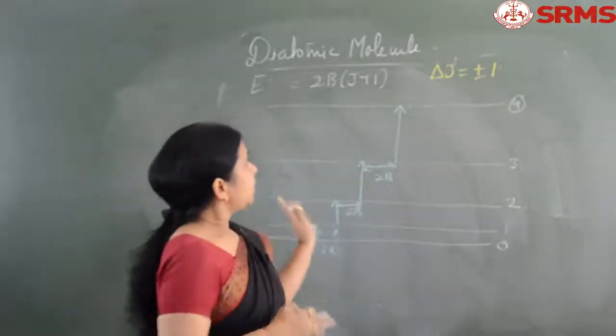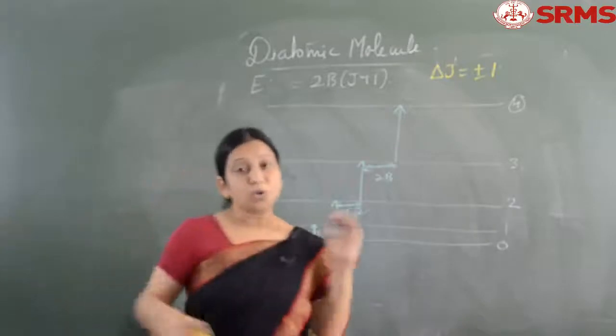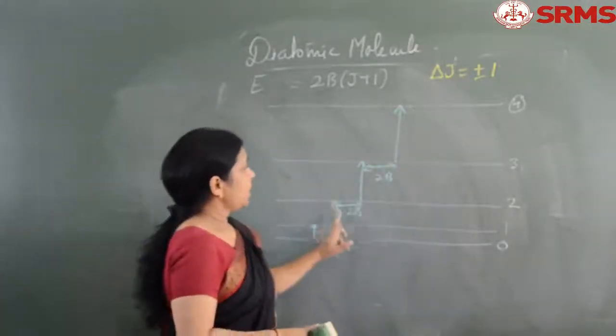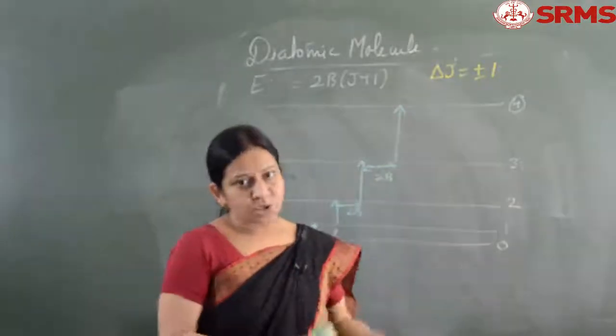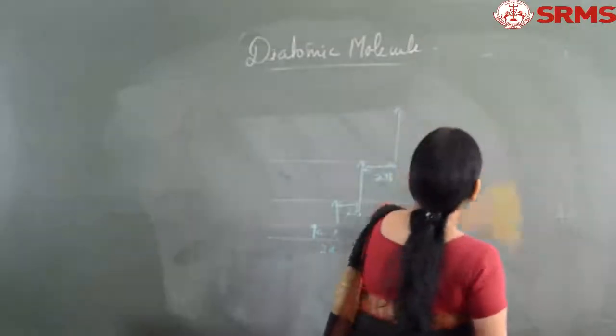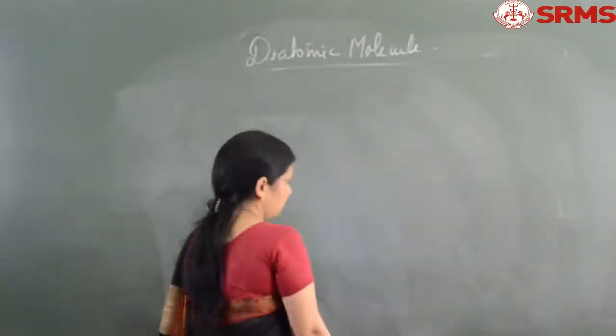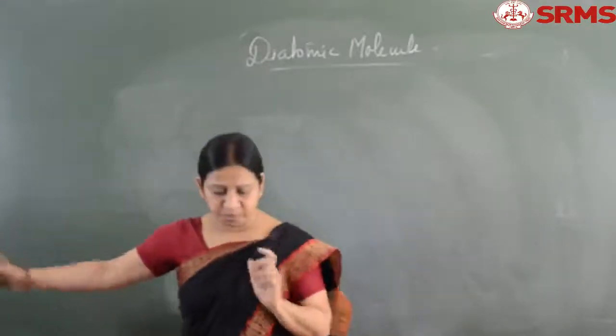So this is a rotational spectrum of a molecule, and this is an absorption spectrum because we are showing transitions in the upward manner. We can also draw the emission spectrum in a similar manner. Then we can discuss our numerical on this rotational spectra.